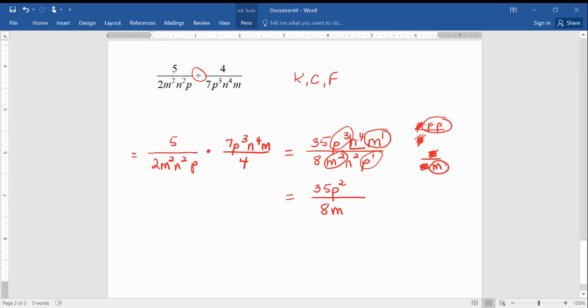And then lastly, you have your n's. You have n to the fourth on the top, n squared on the bottom. I hope now you can see that both of these n's would cancel with 2 of these, leaving 2 on the top. So wherever they're left over is where they have to stay on the fraction. So that would be the simplified version of those two fractions.